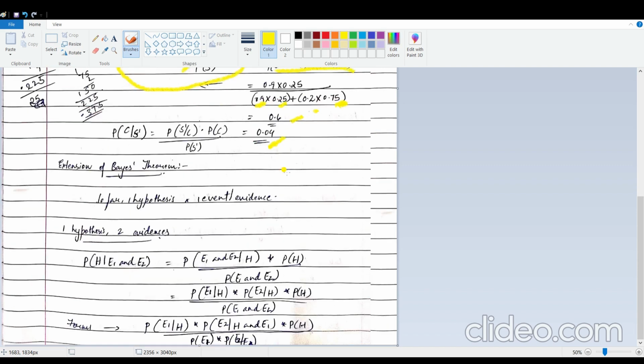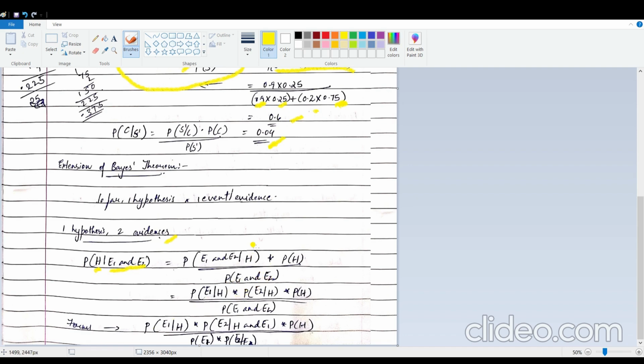Now we have an extension to Bayes' theorem as well. Not always do we have a single hypothesis and single event. We even have cases where you have one hypothesis and multiple events. So this is one such case. So over here, what we are trying to find out is the probability of a hypothesis given two evidences. Now you apply your basic Bayes theorem to it. What would you get? You get the probability of E1 and E2 given H multiplied by the probability of H divided by the probability of E1 and E2. So that's pretty much basic.